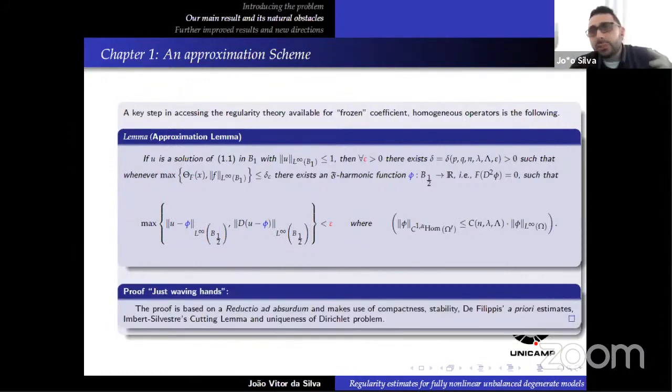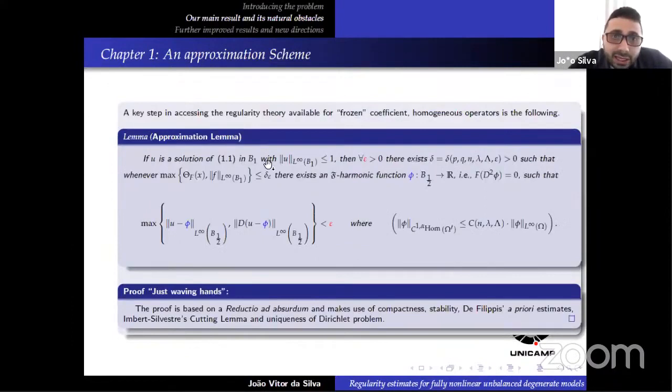The proof consists, just waving hands, in a reduction to absurd argument using, for example, compactness, stability, the De Giorgi a priori estimates, the Imbert-Silvestre lemma, and the uniqueness of the derivative problem. It's a very classical proof that I cannot reproduce, but it's classical in this sense.